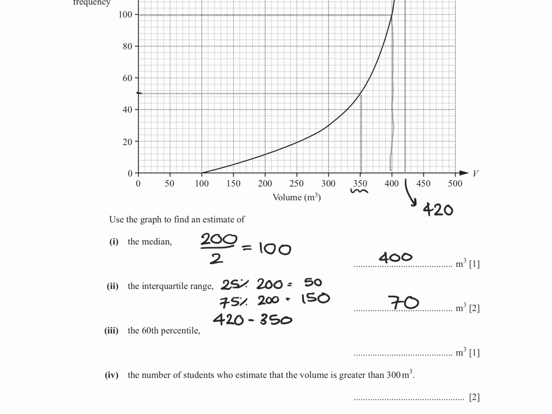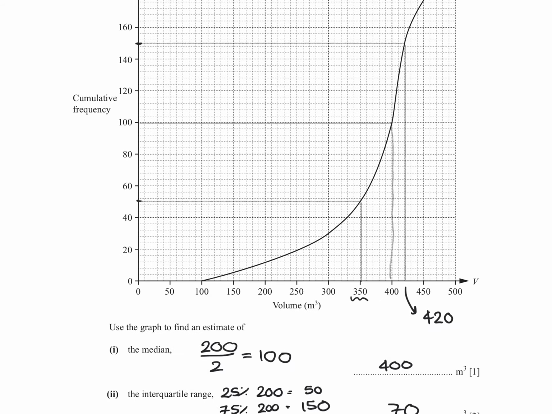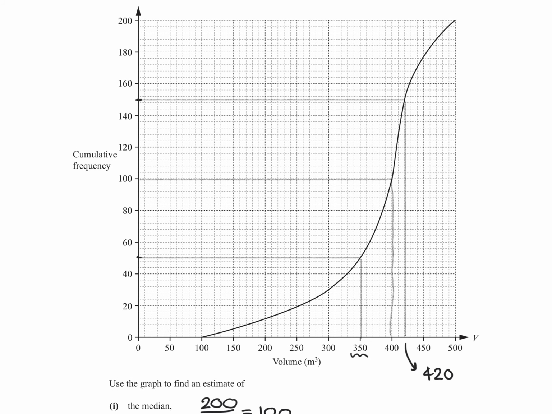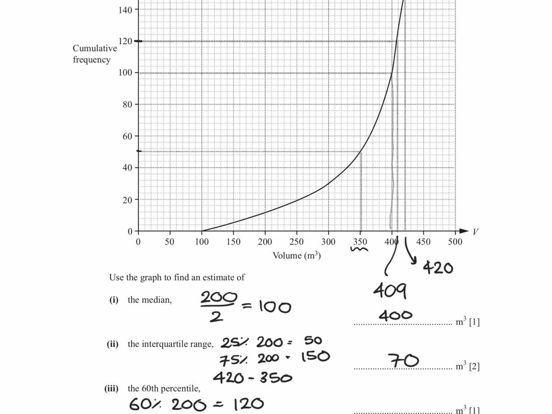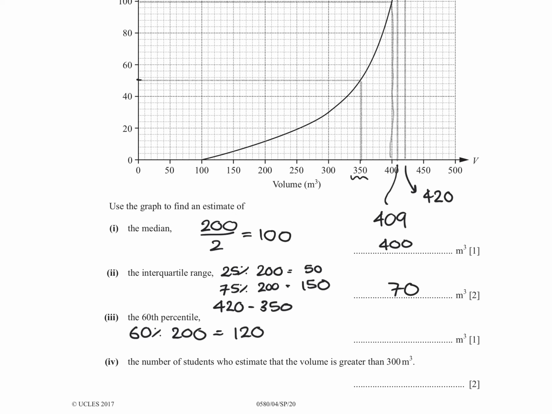Part 3. Find the 60th percentile. So 60% of 200 is equal to 120. So we want to find the 120th person's value. And we need to go back to the graph for this. 120 on the cumulative frequency is here. And when we draw the line there, the value corresponds to just before 410. So I'm going to say that it's around 409. Therefore, the 60th percentile is 409.